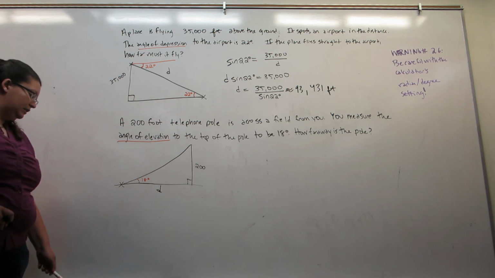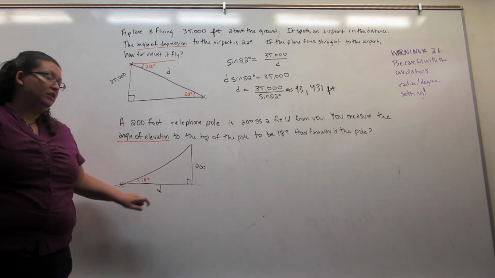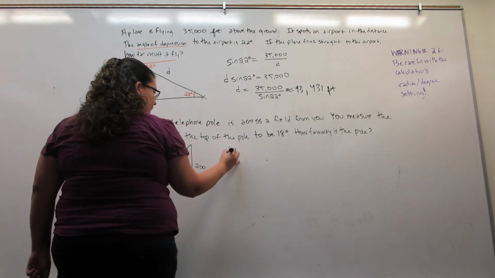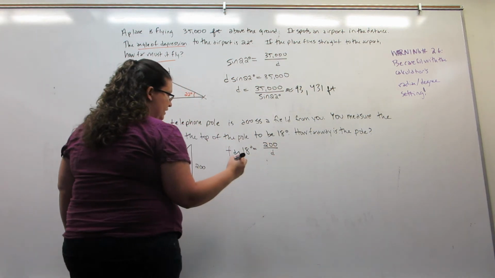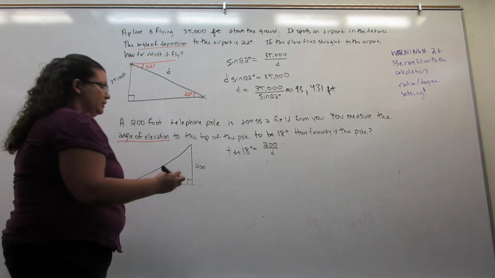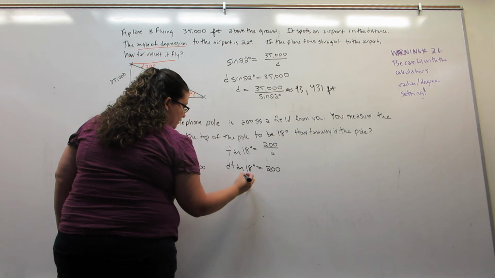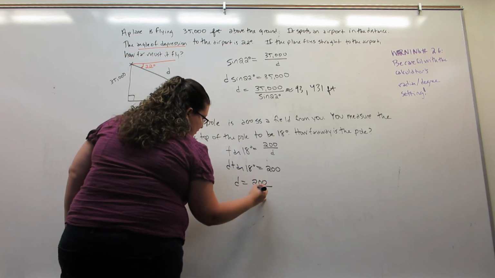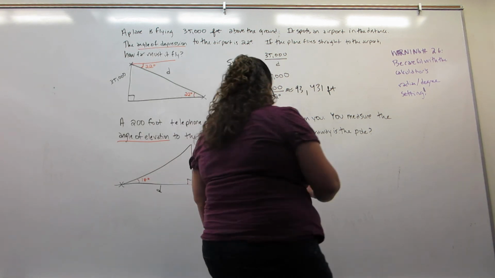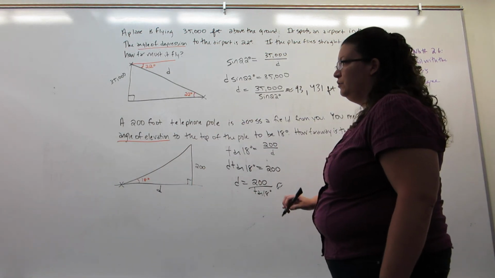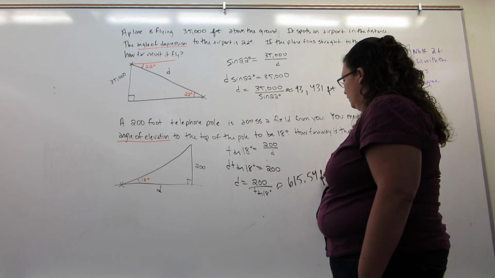Once again, I look at this and I say, which trigonometric function of this 18 degrees relates to these two sides? And the answer is tangent. So tangent of 18 degrees is 200 divided by d. Once again, I need to solve for d. So first I multiply both sides by d. Then I divide by tangent, and I get that my distance is 200 divided by tangent of 18 degrees. Plugging this into your calculator, you get approximately 615.54 feet.